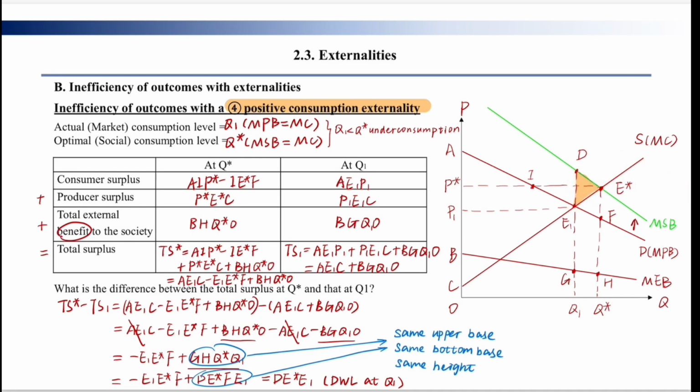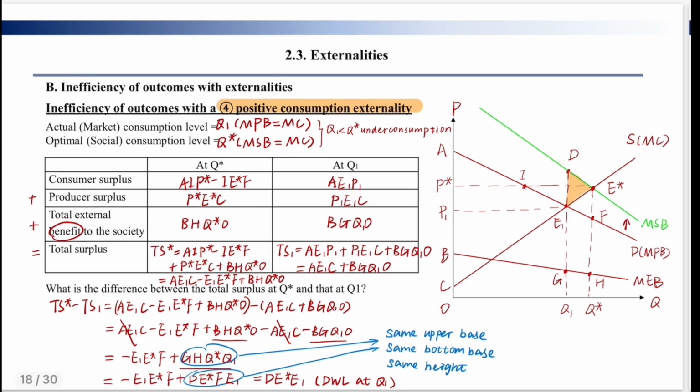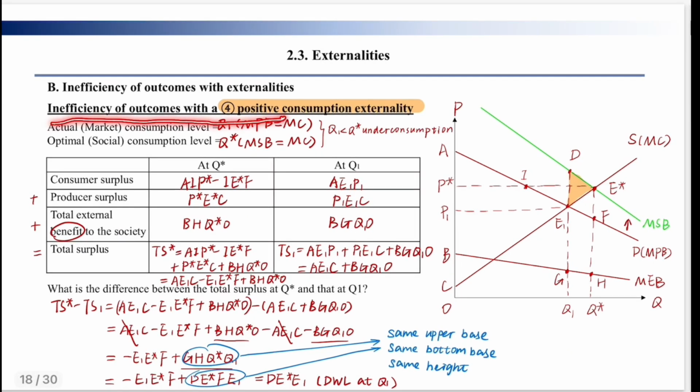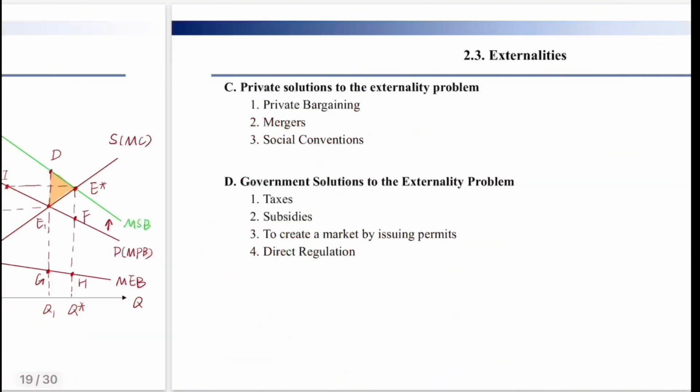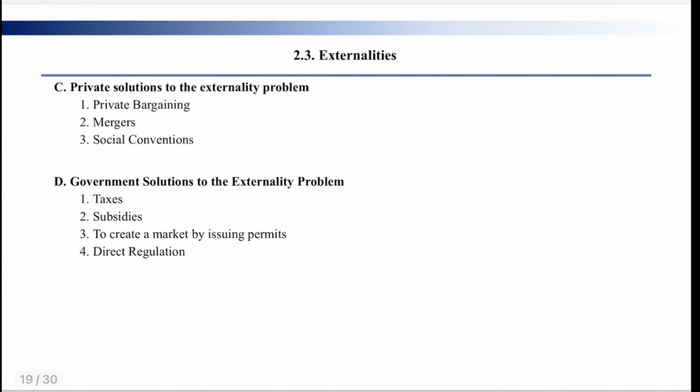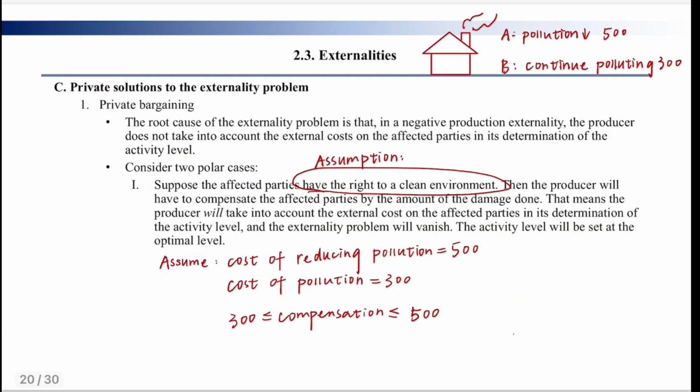And this is what we want to calculate: the inefficiency of outcomes with a positive consumption externality. Okay, now we turn to the externality solutions. To solve the externality problem, we have private solutions and government solutions. Let's look at them one by one.